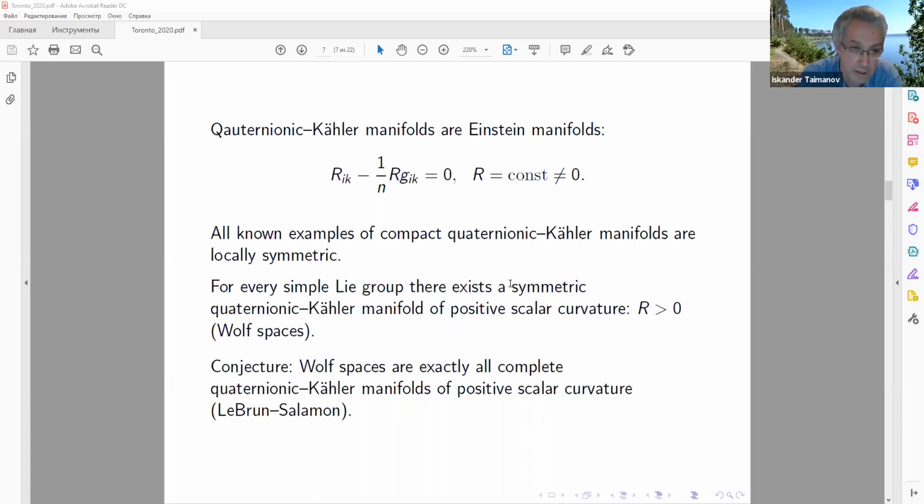They are described in the book by Wolf, Spaces of Constant Curvature. He is the person who introduced these spaces. There is a conjecture by LeBrun and Salamon that Wolf spaces are exactly all complete quaternionic Kähler manifolds of positive scalar curvature.